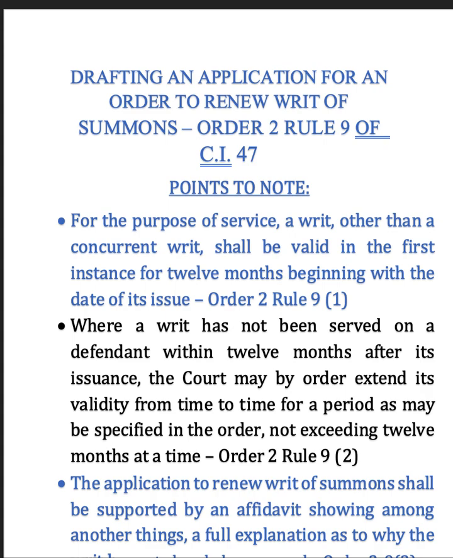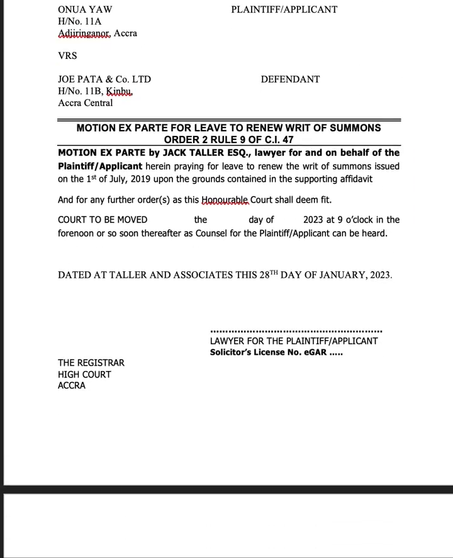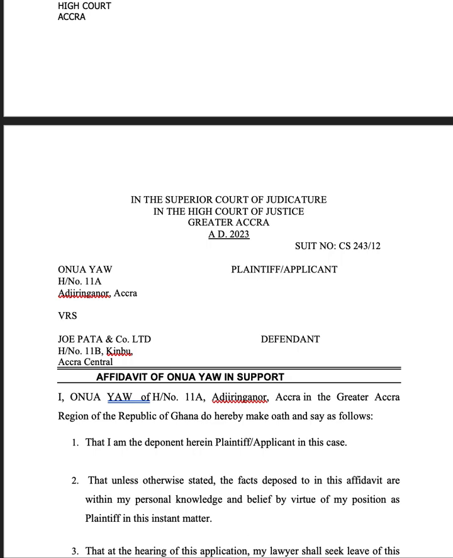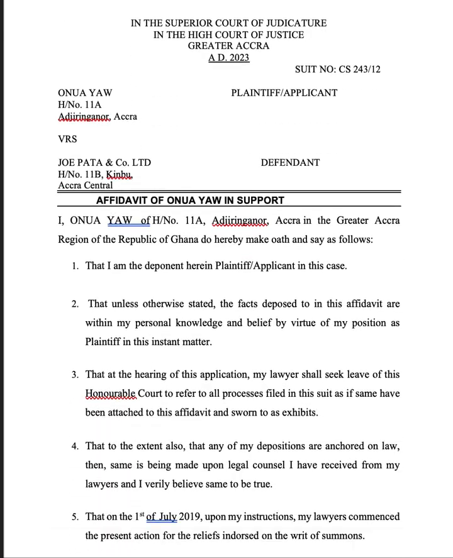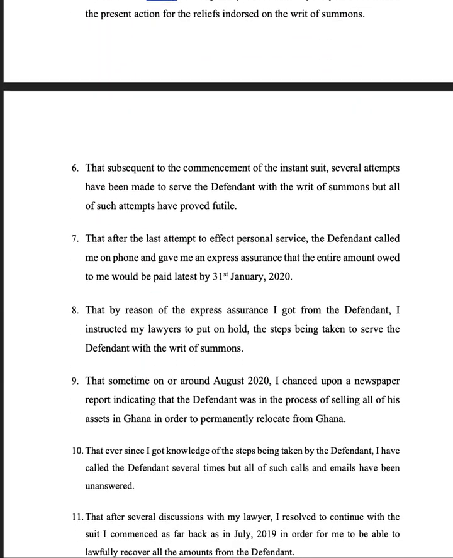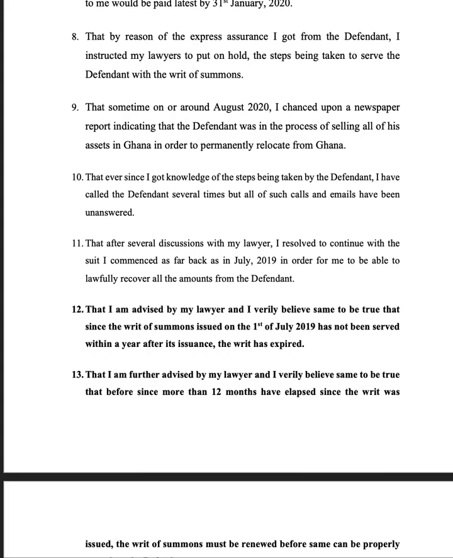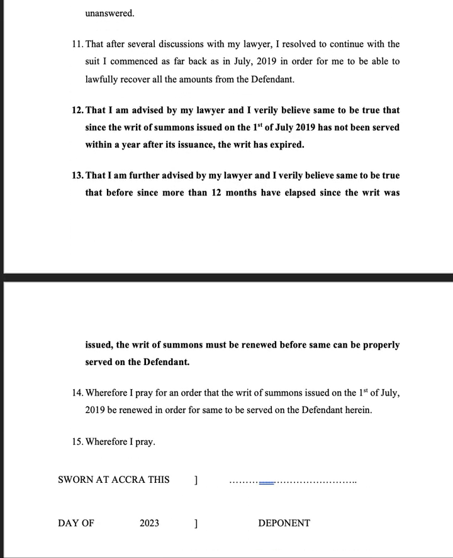Very simple. Bear in mind Order 209. Bear in mind what the law says. When you give the factual basis why you've not been able to serve, then all you add is that I have been advised by my lawyer, and I verily believe him to be true, that because 12 months have passed since we issued the writ, then I must renew it before I can serve it. That's all. Give the factual basis and tell the court that you have been advised by your lawyer, and you verily believe him to be true, that because the writ has expired, you must renew it before you can serve. That's what you must put over there.